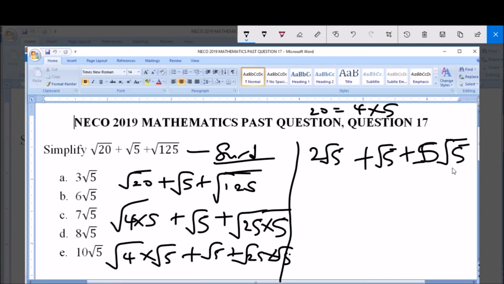Now these are like terms, so adding all of this up, that is summing them, you have what? 2 root 5 plus root 5 will give us 3 root 5, and 3 root 5 plus 5 root 5 will give us 8 root 5. So 8 root 5 is the answer to this question, and that is option D, 8 root 5.